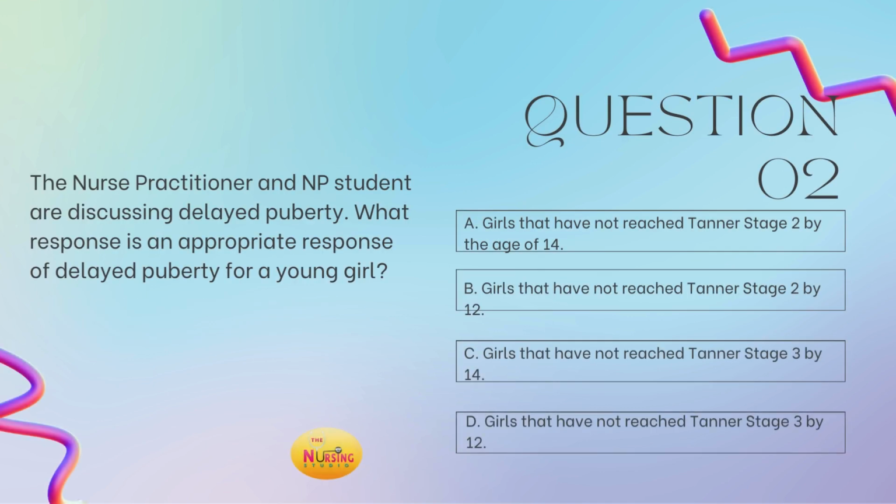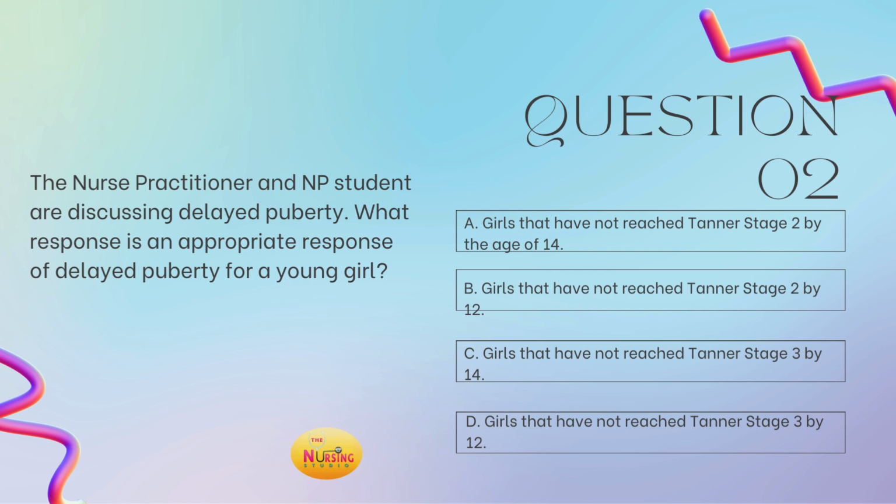All right, question number two. The nurse practitioner and NP student are discussing delayed puberty. What is an appropriate response for delayed puberty in a young girl? Is it A, girls that have not reached Tanner stage 2 by the age of 14? B, girls that have not reached Tanner stage 2 by the age of 12? C, girls that have not reached Tanner stage 3 by the age of 14? Or D, girls that have not reached Tanner stage 3 by the age of 12? Take a moment and tell me what you got in the comments.